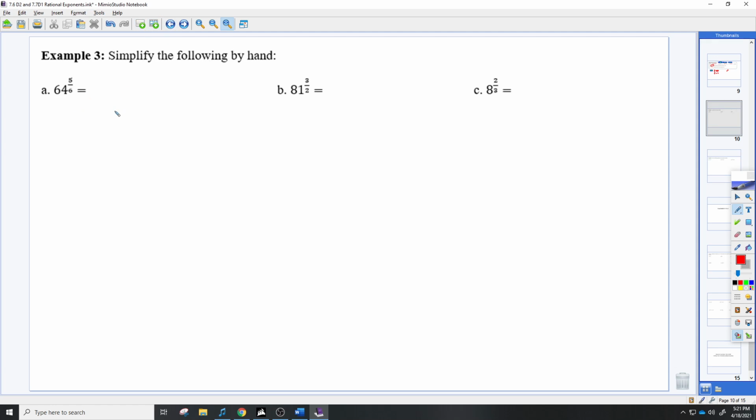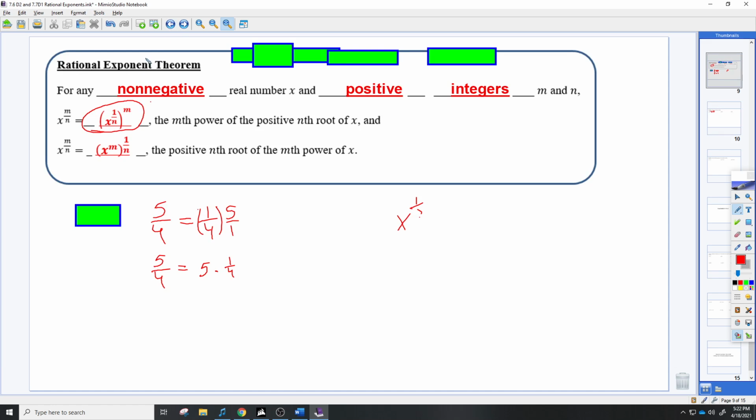All right, example 3, simplify the following by hand. So I'm going to show you how to do this with the chart. I'm going to take 64 and separate the 5 over 6 by putting the 5 on the outside. So that would make this a 1 over 6, parentheses set, to the 5th power. So what I'm using is this first one here.